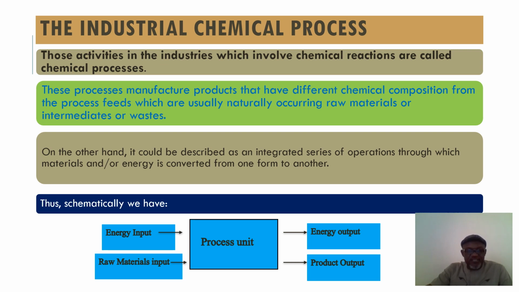Now, following this, we see this scheme here. There's a process unit, energy input, raw material input. Inside the process unit, the process takes place. Process reaction, the chemical process takes place in the process unit. And then we'll have an energy output, and we also have a product output.